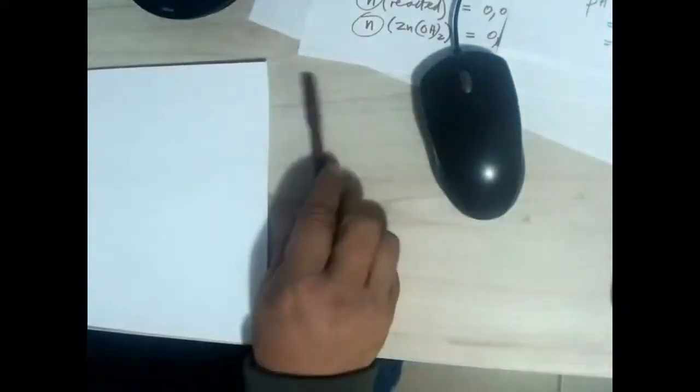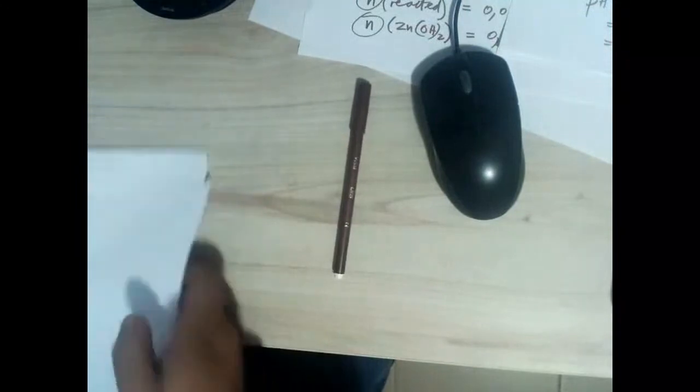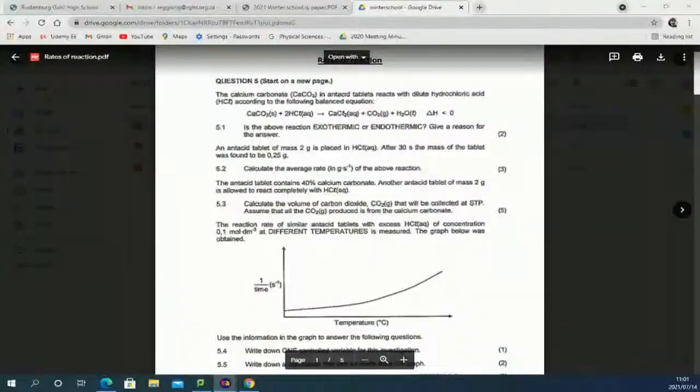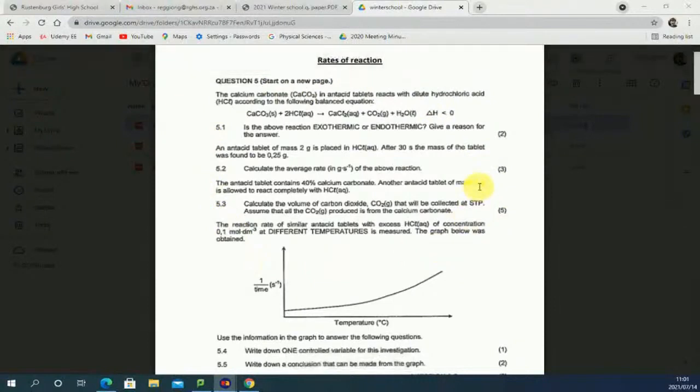There we go. Right, good morning. We're back. Okay, so what we're going to do is look at November 2019, which is the full paper, and we're going to go to question 5, which is the question that relates to the rates of chemical reactions.